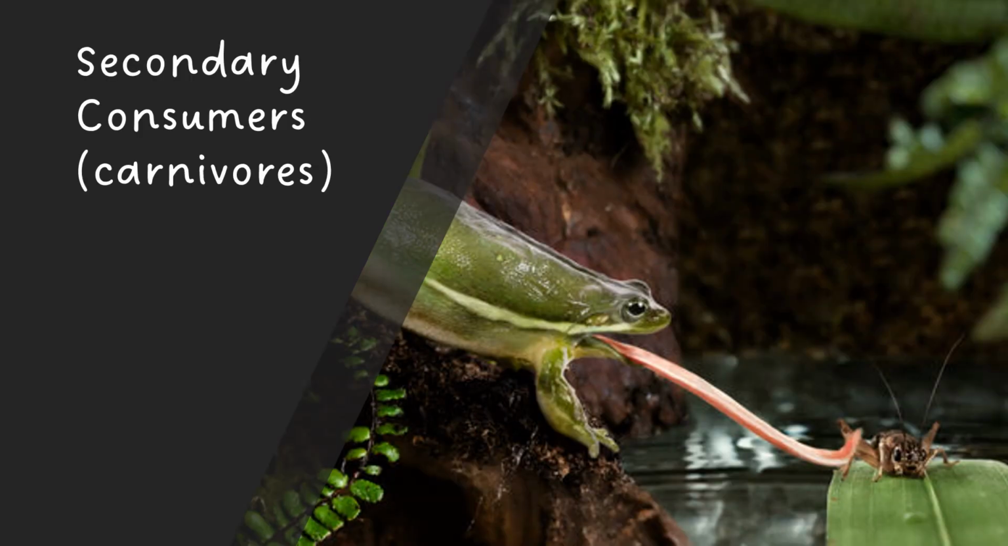Then we have the secondary consumers. Secondary consumers are where we begin to see carnivores, animals that consume other animals. Often in this level, they survive on producers and animals in that primary consumer level. And in this image, we have a frog reaching out to get our little grasshopper there.